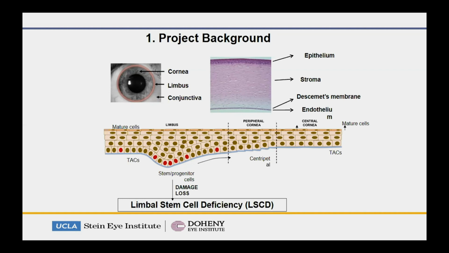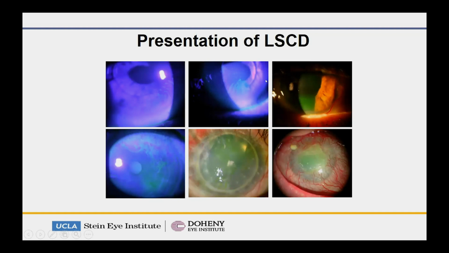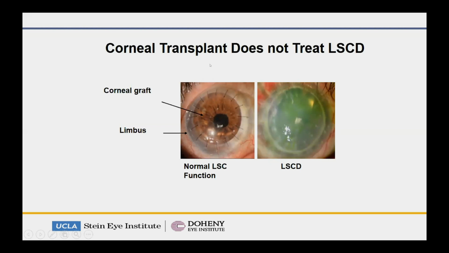The presentation of this disease varies based on the degree of the limbal stem cell deficiency. In partial disease, only a sector of the cornea and limbus is affected. In total limbal stem cell deficiency, the entire cornea is affected. Cornea transplant does not treat limbal stem cell deficiency. In eyes with normal stem cell function, the graft can remain clear and survive for a longer time. But in eyes with limbal stem cell deficiency, the graft usually fails within a couple of years.